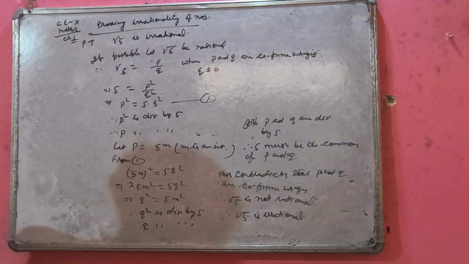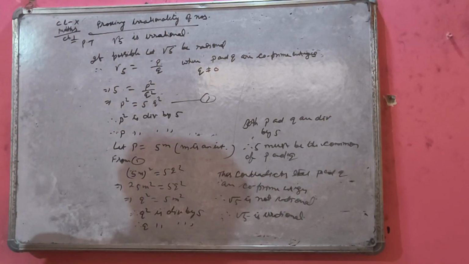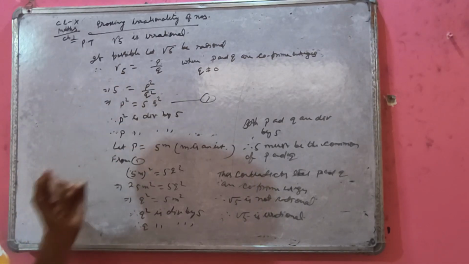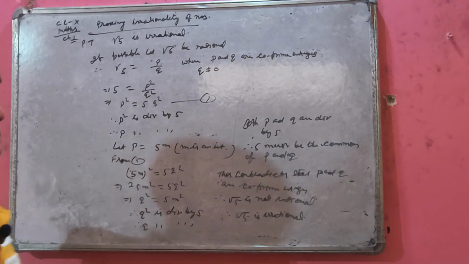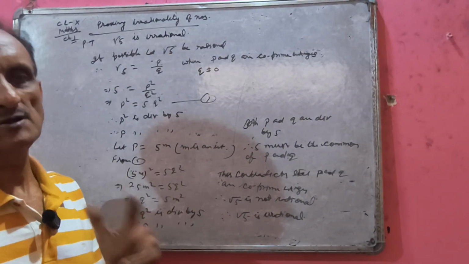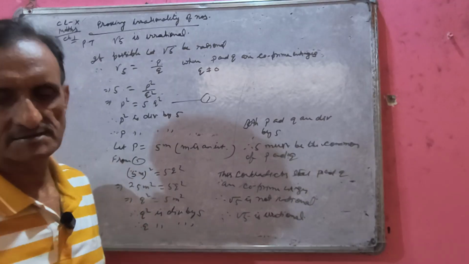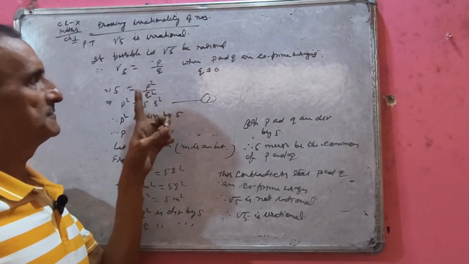Similarly, you can prove root 3, root 7, like that, okay? Exactly same way. And now using all these, root 2 irrational, root 3 irrational, root 5 irrational, root 7 irrational, we can do the sums of the exercise, and I will explain that to you in a different class. So today's topic was this only.